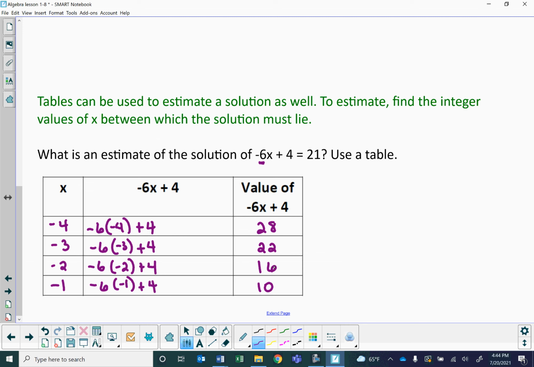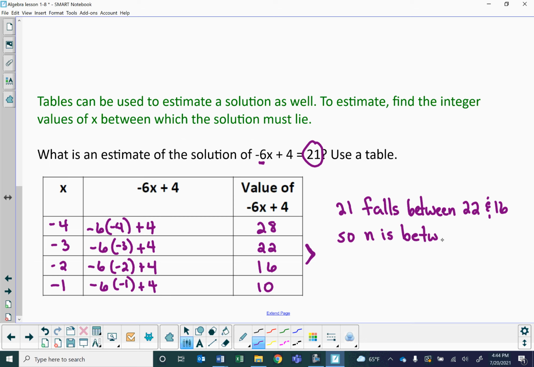So I look at this and go, ooh, none of those numbers give me the answer. But I need to be close to 21. So it's going to be between these two numbers, closer to negative 3 than it is negative 2, because 22 is closer to 21 than 16 is. So 21 falls between 22 and 16. So my answer, n is between negative 3 and negative 2. Probably closer to negative 3 than it is negative 2.